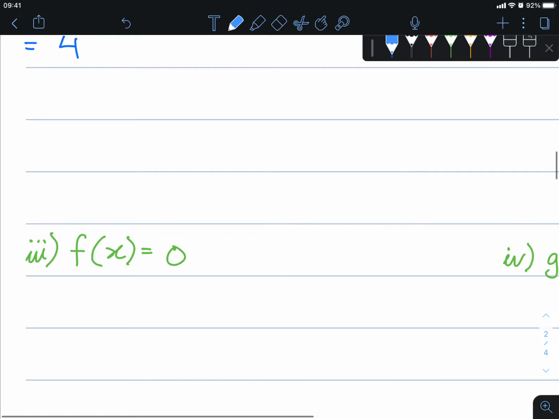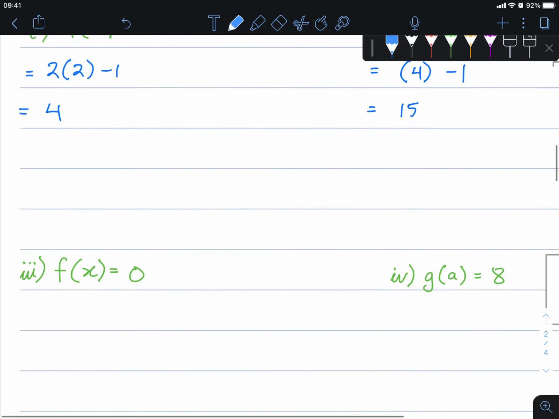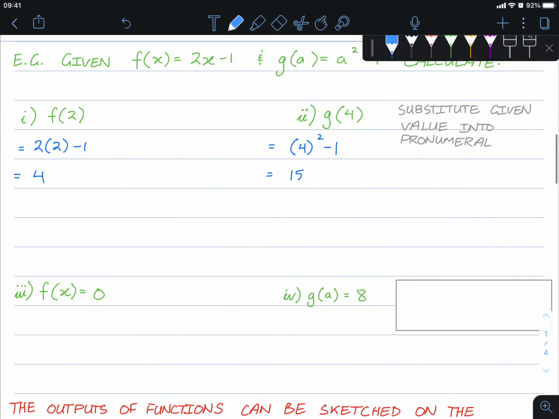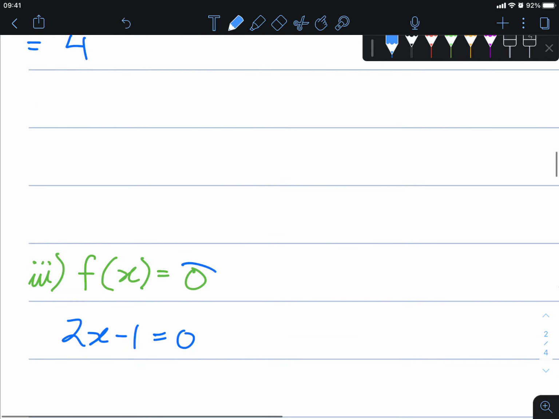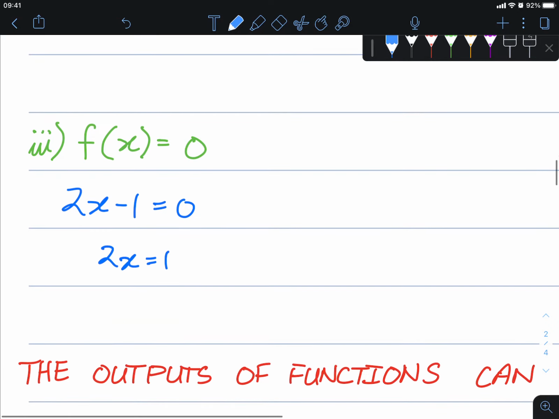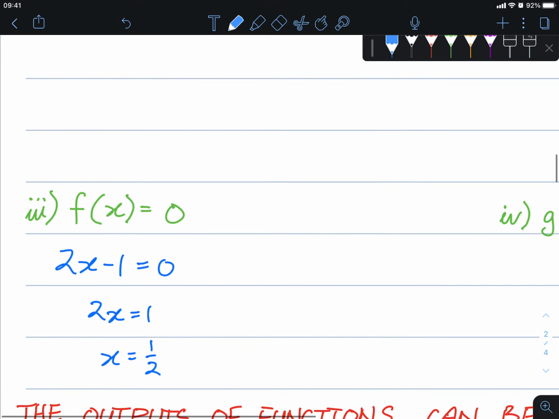This, however, f of x equals 0. What this means is we take the function 2x minus 1, or whatever it might be, and we let it equal 0, or the value that we've been given. And we solve for the pronumeral shown. So solving for this, we get 2x equals 1, x equals half.